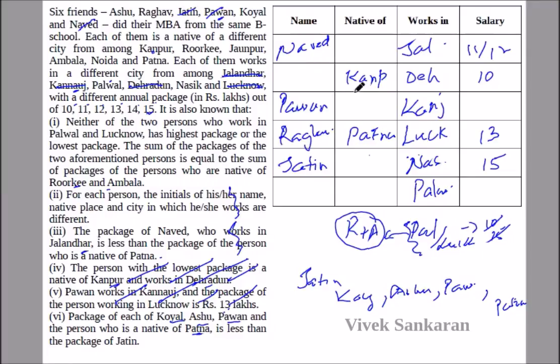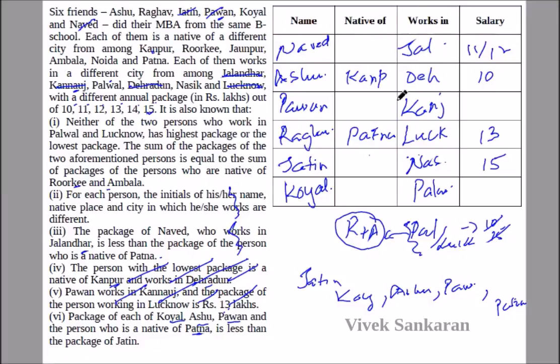Okay, so let's see if we can fill anything. This cannot be Koyal because her initials also start with K. So Koyal has to be from Palwal. This has to be Ashu. Okay, we have done this. This is good as of now.